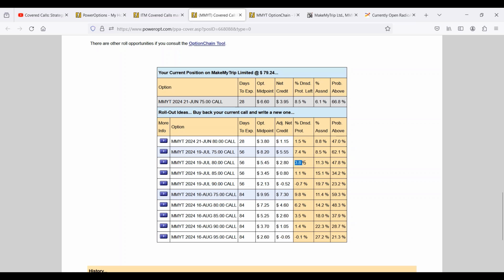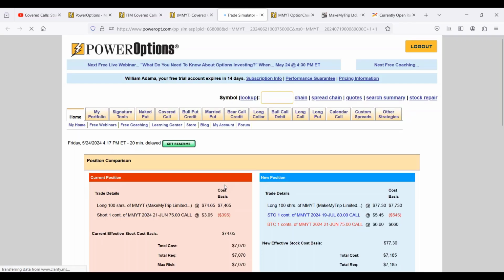Well, it's great to see things numerically. Hey, I've got a 3.8% downside protection still. I've got the potential of 11.3% max return if I'm assigned at 80. But sometimes seeing it numerically might not suit your needs. So we want to link from this potential rollout opportunity to simulate trade.